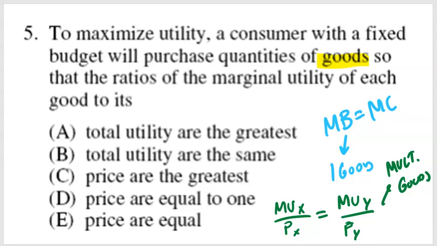So what is equal to the marginal utility of each good? Well, total utility? No, we don't even talk about total utility, so A is incorrect. B, yet again. C, not necessarily price is the greatest, right? Where price is equal to 1. Well, in our equation, marginal utility of X over price of X equals marginal utility of Y over price of Y. Does the price equal 1? The answer is no. The prices actually have to be equal to each other, right? The marginal utility of good X over the price of good X has to equal the marginal utility of good Y over the price of good Y. And so that's why E is the correct answer here.